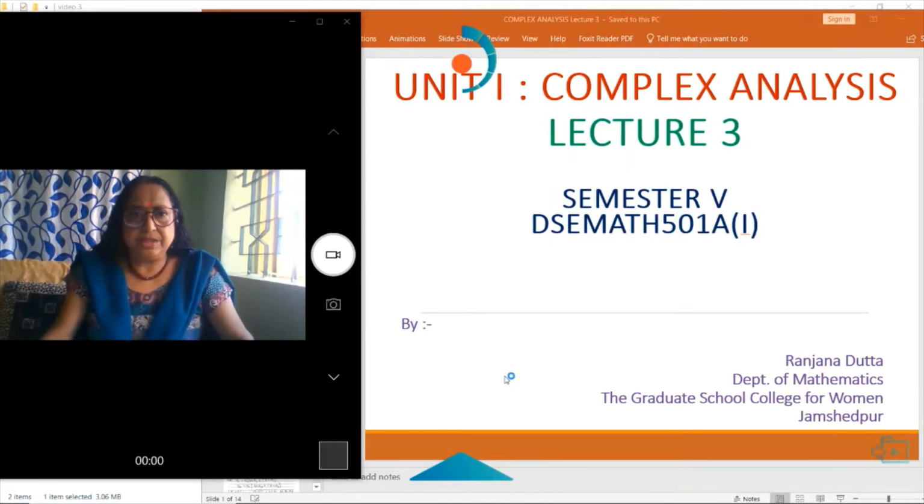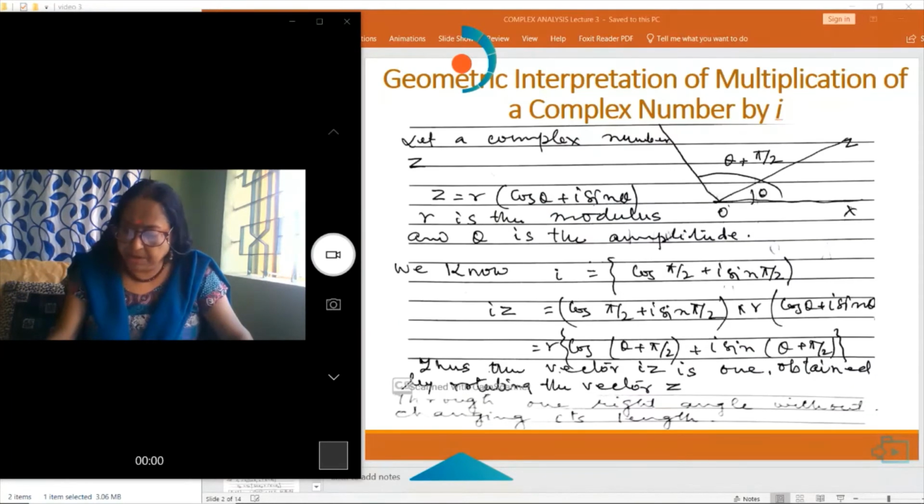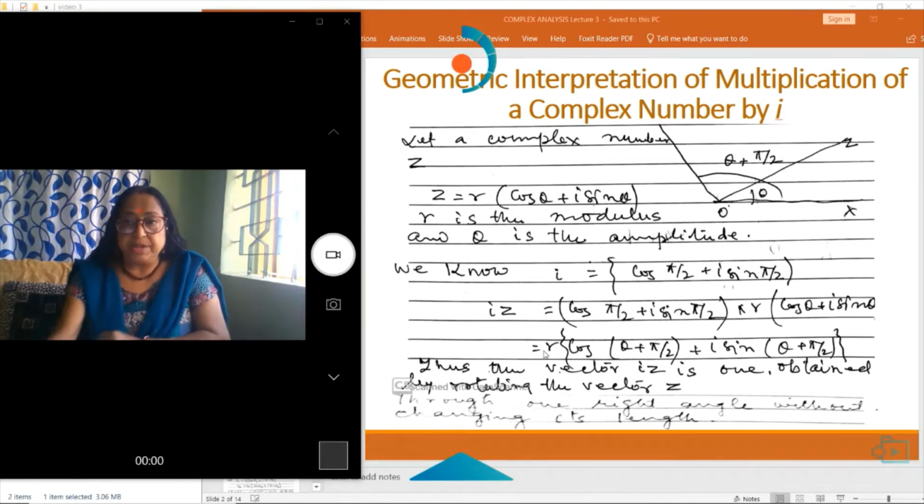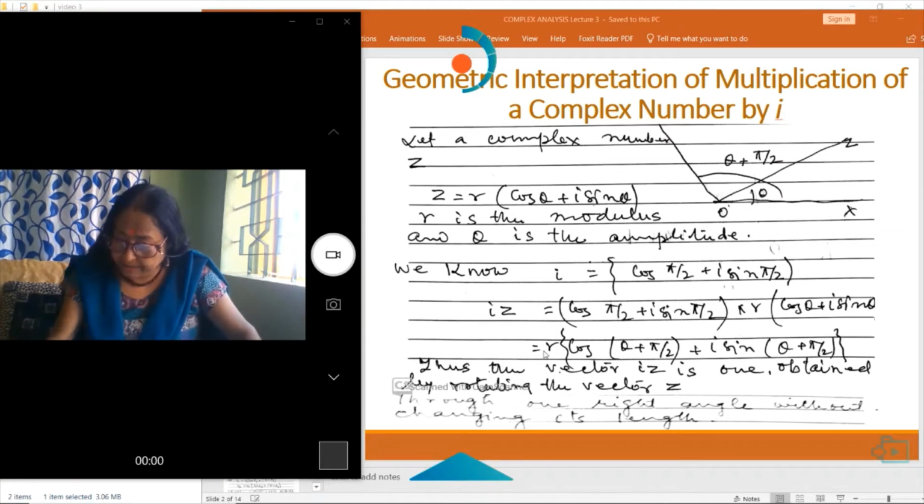So, this is lecture 3 on complex analysis for DSC Math students. I'm Ms. Ranjana Datta from Graduate School College for Women, Department of Mathematics. Today we are going to study the geometrical interpretation of multiplication of a complex number by i. That means if the complex number is z, then iz. What is the geometrical interpretation of iz?